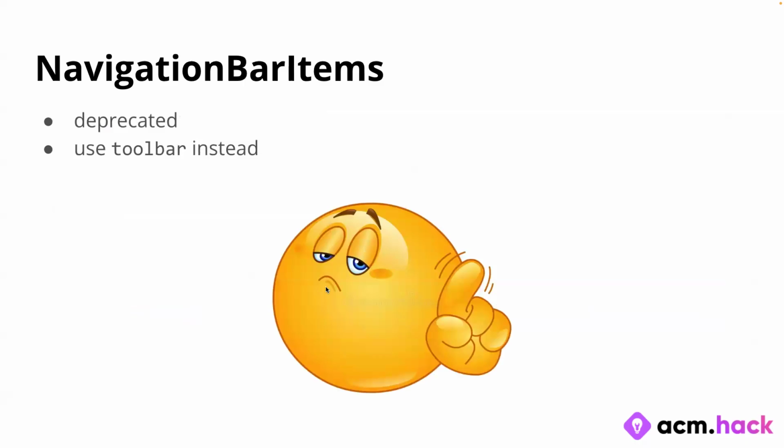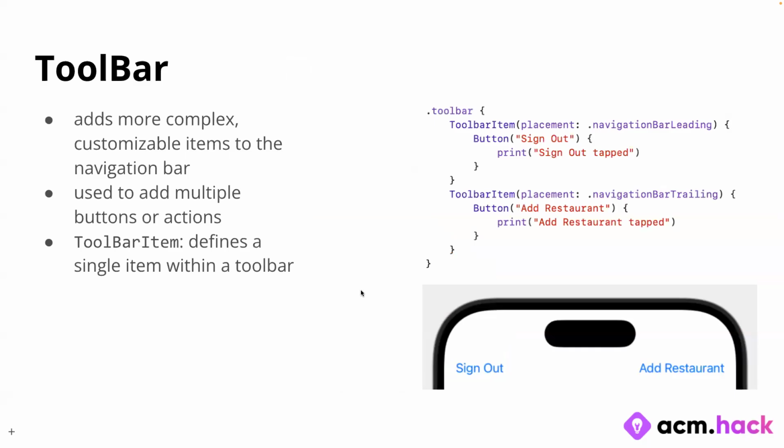The next one I'll talk about is navigation bar items. I'll just mention that it's deprecated and you should use toolbar instead, which is what I'll be talking about next. So toolbar adds more complex and customizable items to the navigation bar. This is used to add multiple buttons or actions. Within each toolbar, we have something called a toolbar item, which defines a single item within a toolbar. So you can see here we have the main toolbar, and within it, we have a toolbar item.